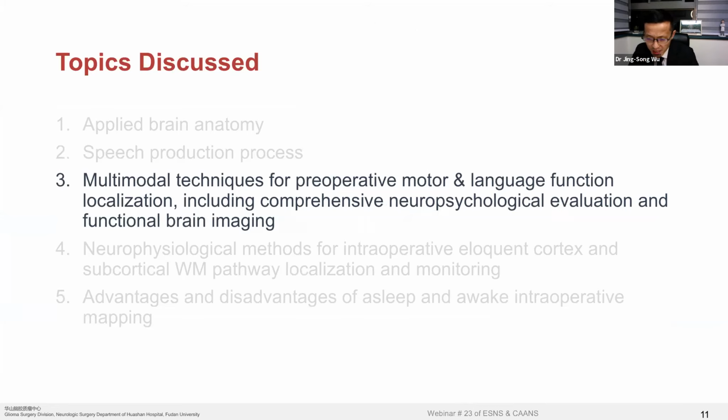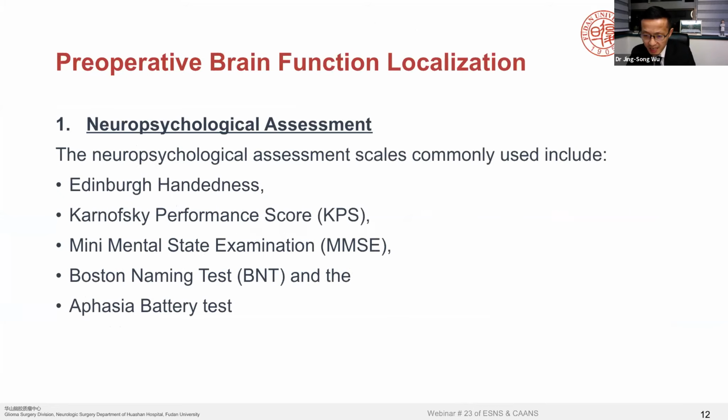The third topic is about multimodality. I think Dr. Mustafa has given us a lot of cases of preoperative multimodality. The neuropsychological assessment scales commonly used in our department, in our division, include Edinburgh Handedness, Karnofsky Performance Score, Mini-Mental State Examination, MMSE, and the Boston Naming Test, and also the Aphasia Battery Test in Chinese.